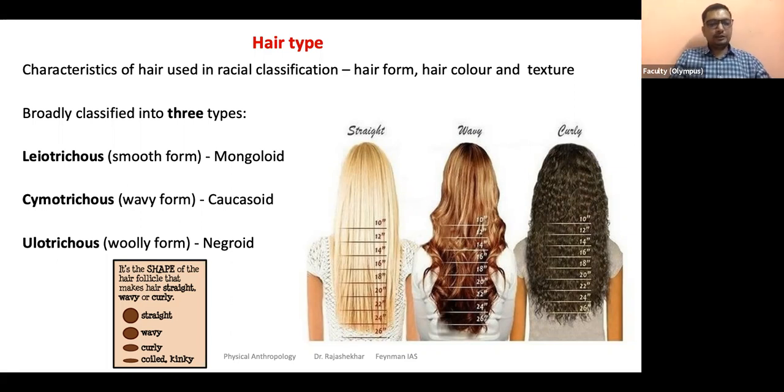So trichus refers to hair. Leotrichus refers to the smooth form of hair. Leotrichus, smooth hair.